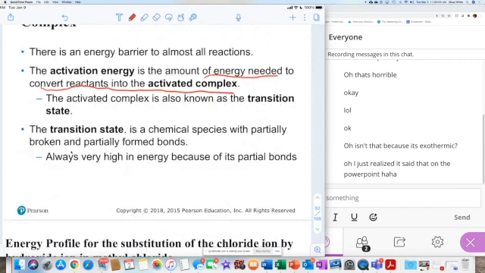So we're told here, to give us more information about what the chemicals look like when they're in that heightened energy state, that the transition state is a chemical species with partially broken and partially formed bonds. So it's kind of like a snapshot.